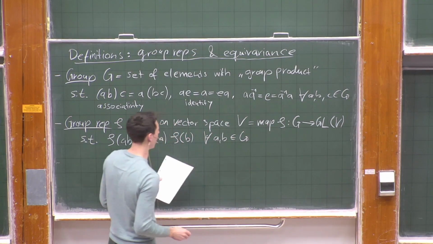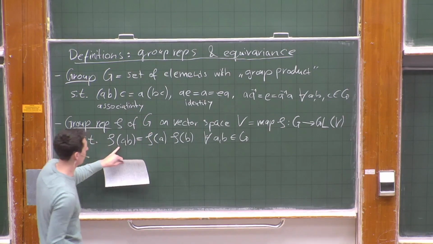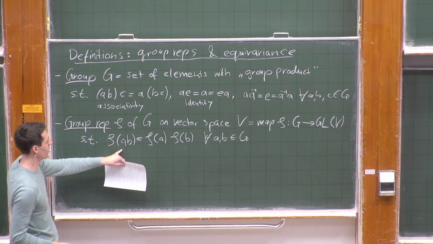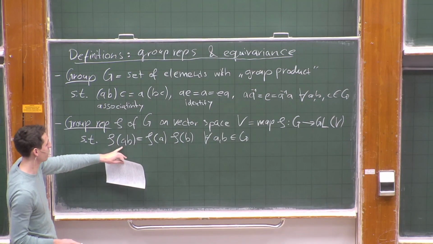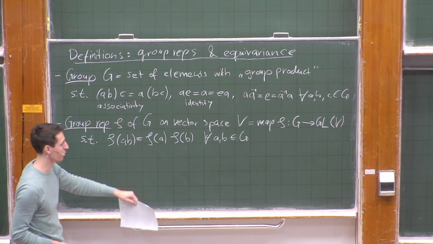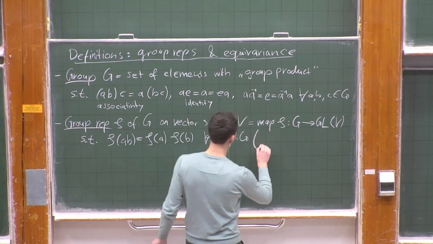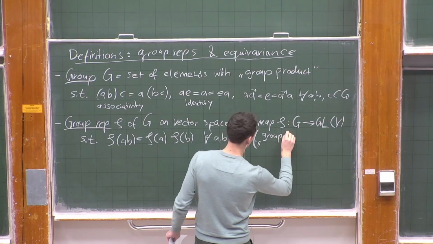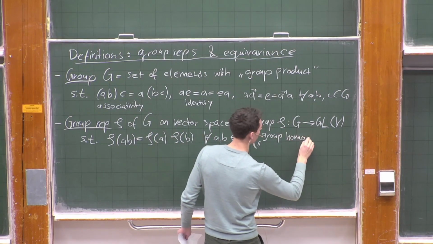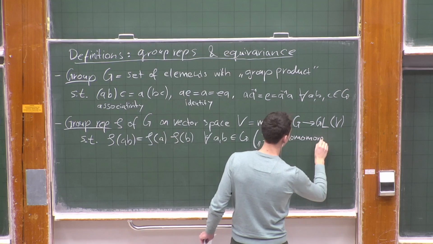And when this map fulfills this condition, one says that it respects the structure of the group, and this is also called a group homomorphism.